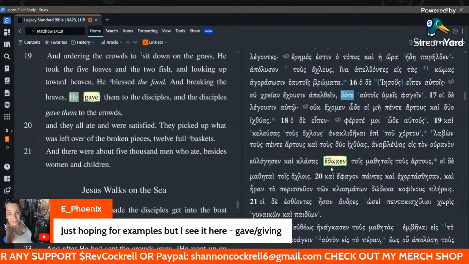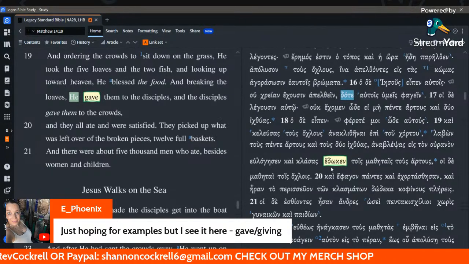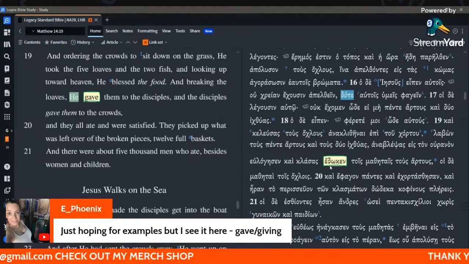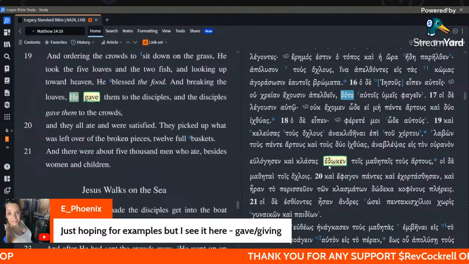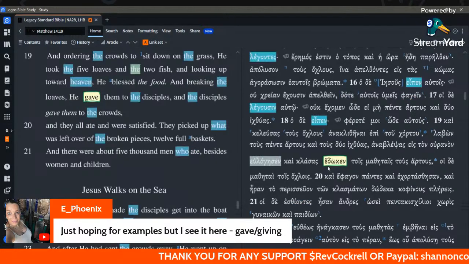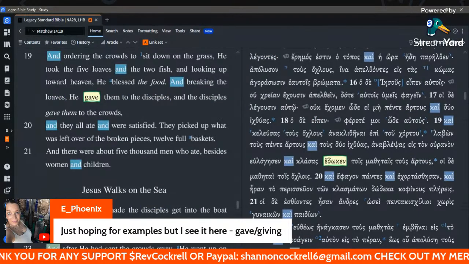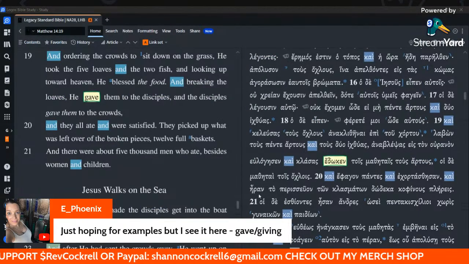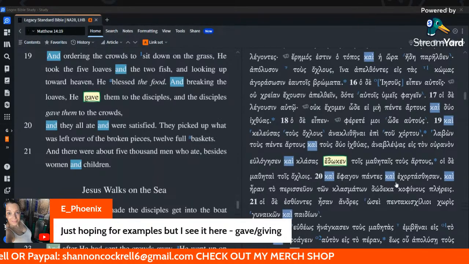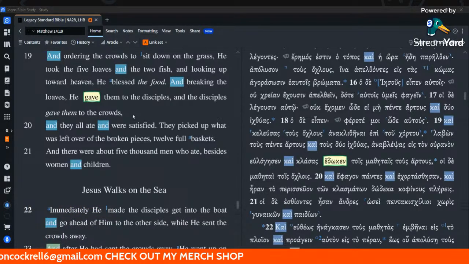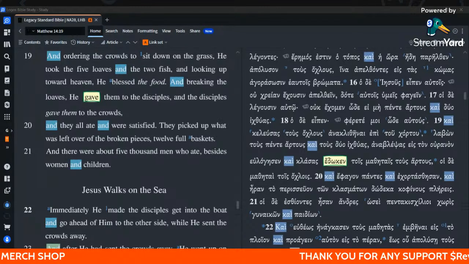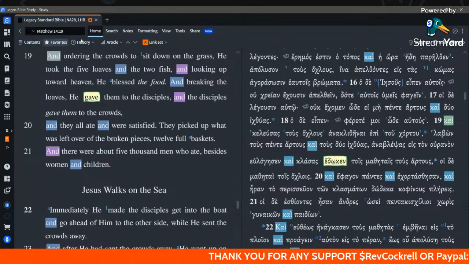By using this tense, Matthew is just saying, hey, Jesus gave it to the disciples. Boom, they fed the people. He's giving it from a holistic aspect. He didn't care about the results or how they did it. Matthew is just showing Jesus gave the bread and the fish to the disciples. Now, same story, different author.